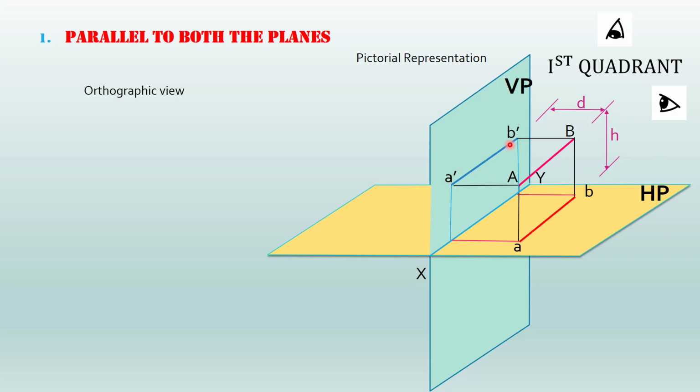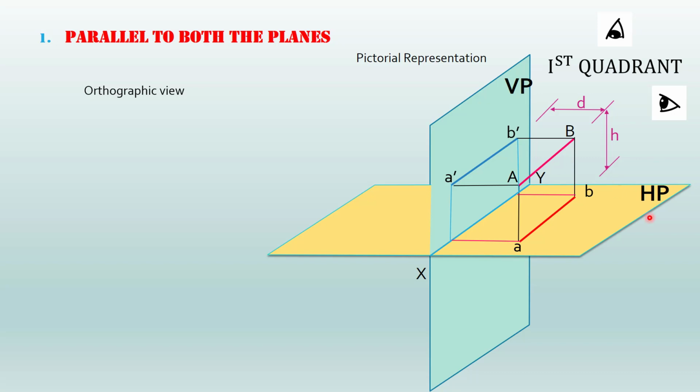Clear? Now, the third important point is the distance of the elevation points. The distance of the elevation points from the XY line will be equal to the distance of the original points from the horizontal plane. Clear? So, the distance of the elevation points will be equal to distance from the horizontal plane. Similarly, the distance of the plan points, that is the distance of small a and small b from the XY line, will be equal to the distance from the vertical plane. Okay, so these are the three important points to be kept in mind.